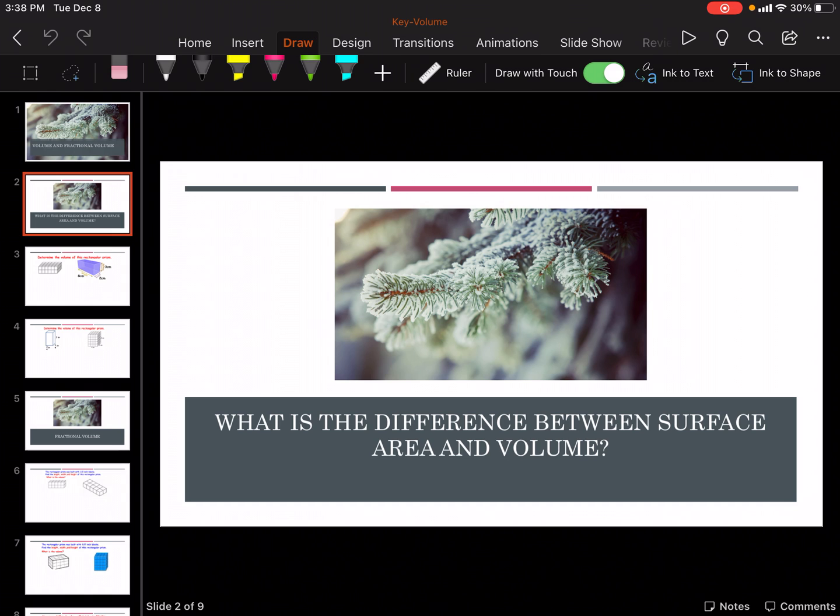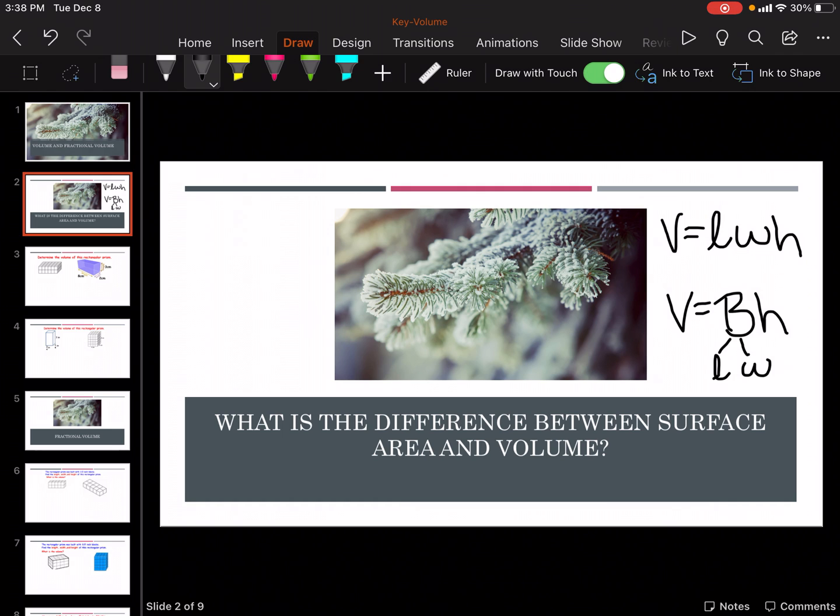So to find volume, you're going to do volume equals length times width times height. Sometimes you'll also see it as volume equals big B times H. The big B is just the length times the width. That just means the area of the base times the height. For these we're going to do rectangular prisms, so it's just going to be length times width.